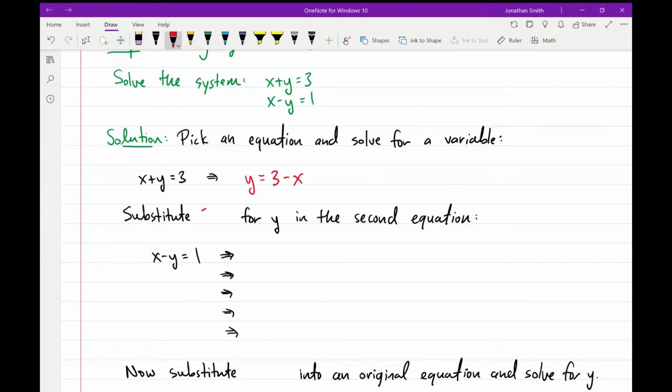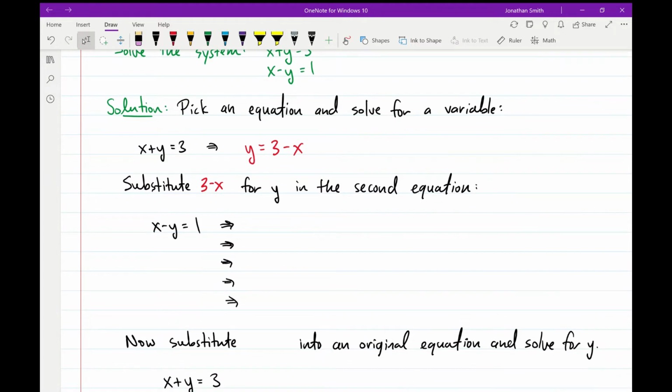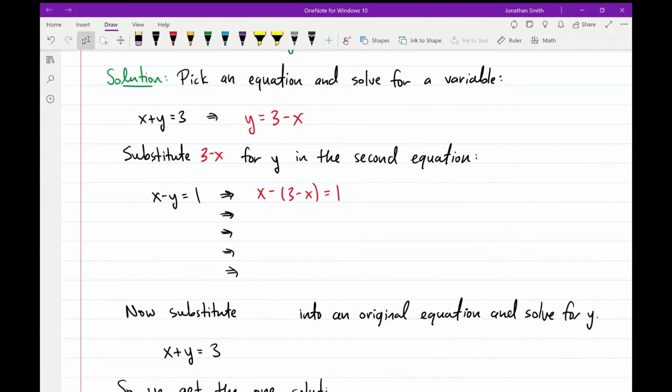And now we can take 3 minus x and substitute it for y in the second equation. So the second equation, x minus y equals 1, is now going to become x minus (3 minus x) equals 1. And now this is going to become x minus 3 plus x is equal to 1. So we get 2x minus 3 is equal to 1. Then 2x is equal to 4. And finally, x is equal to 2.